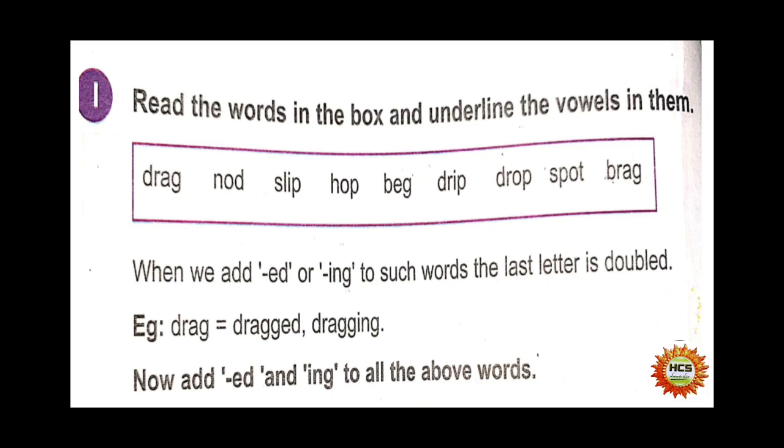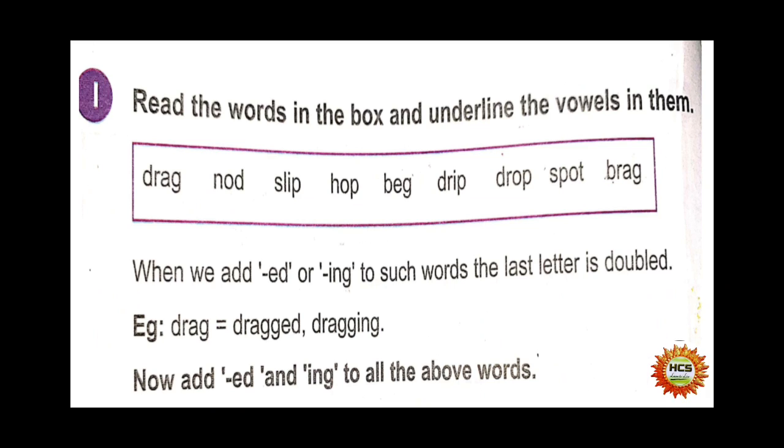In this box, you have to read the words and then underline the vowels in them. Drag, nod, slip, hop, beg, grip, drop, spot, brag. Now, what happens when we add ed or ing to such words? The last letter is doubled. For example, if we are adding ed or ing, we have to double the last letter. For example, drag. If we add ed or ing, the last letter, that is G, will be doubled.